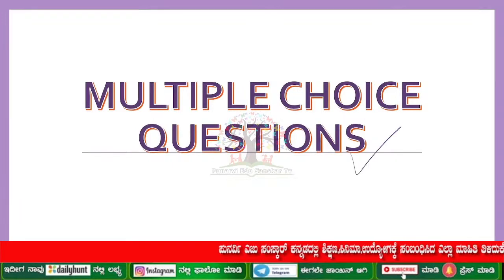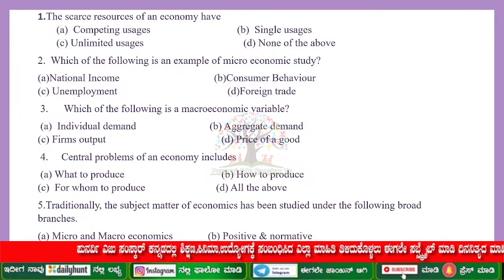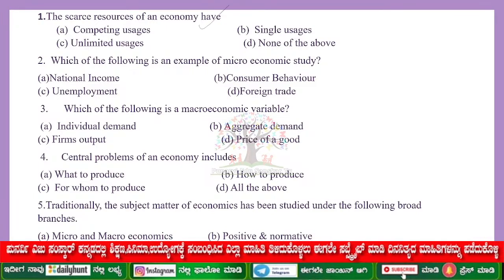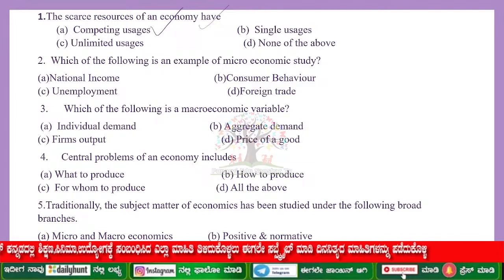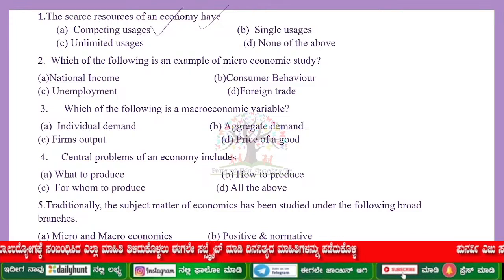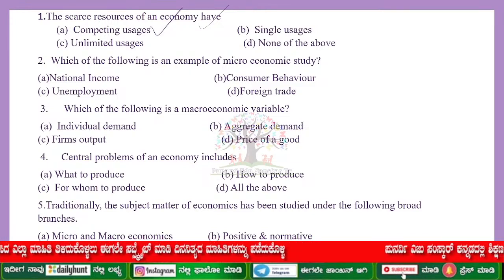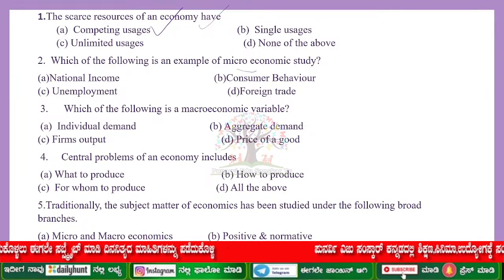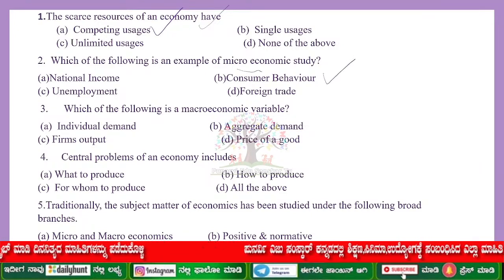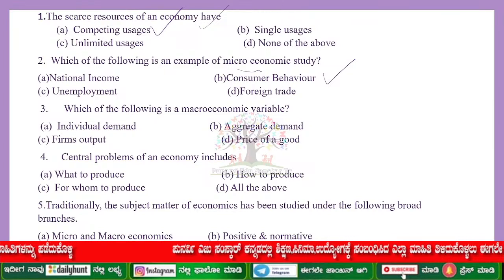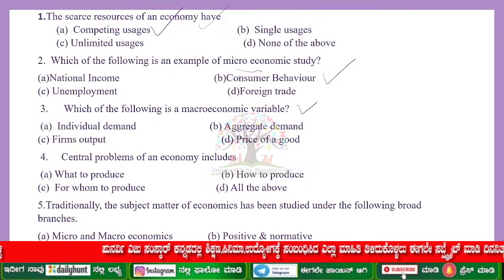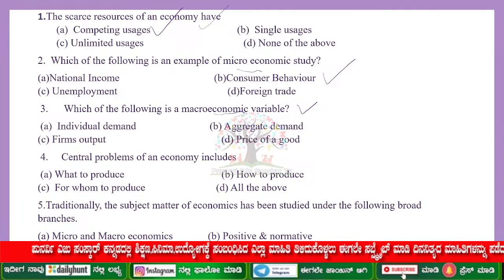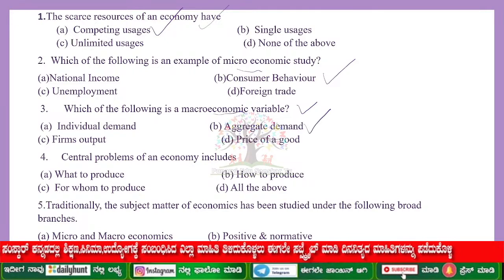Now let us discuss multiple choice questions. The scarce resources of an economy have competing usage. Which of the following is an example of microeconomic study? Microeconomic study, so consumer behavior. Which of the following is a macroeconomic variable? Macroeconomic, so that is aggregate demand.